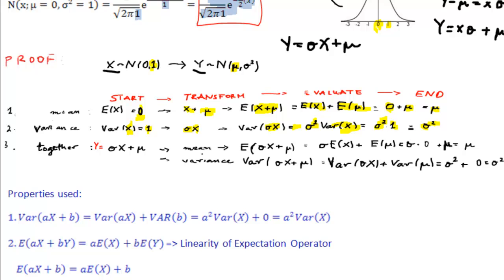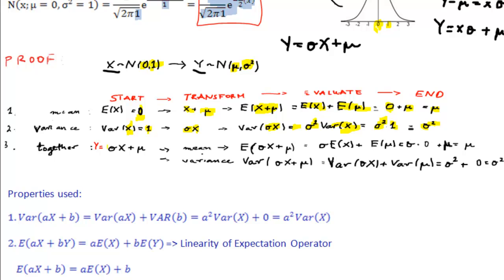So great. Yes, indeed, this transformation, multiplying x by sigma and adding a mu constant, achieves the purpose of transforming the standard normal variable into a normal variable with mean mu and sigma squared for variance.